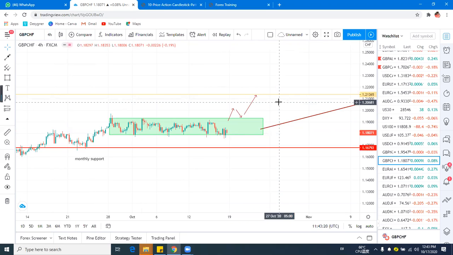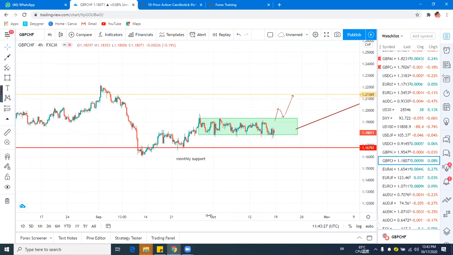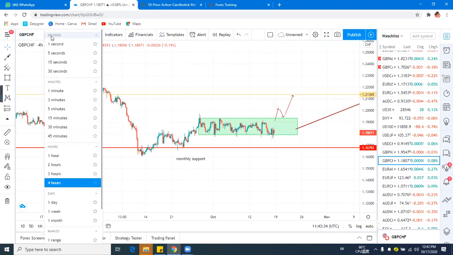Okay? Now, we've talked about support and resistance. When you want to draw your support and resistance, start from the daily time frame. Then you can go down from the daily to the 4 hours. From the 4 hours, jump to the 1 hour. From the 1 hour, go to the 30 minutes. From 30 minutes, you can enter your trade at 30 minutes or 15 minutes.